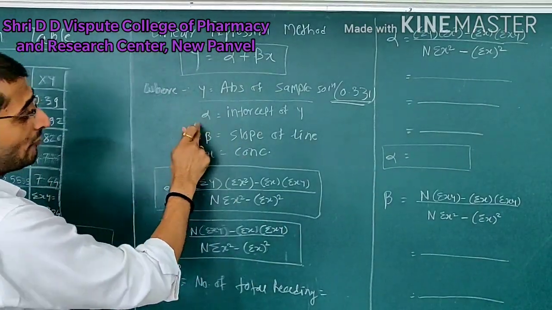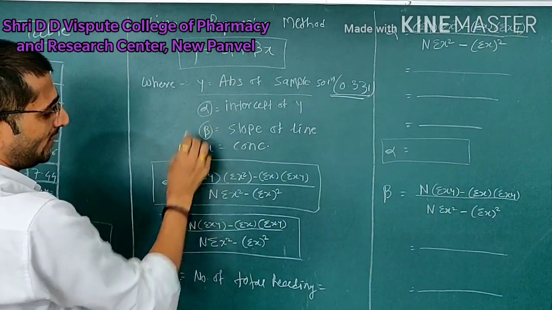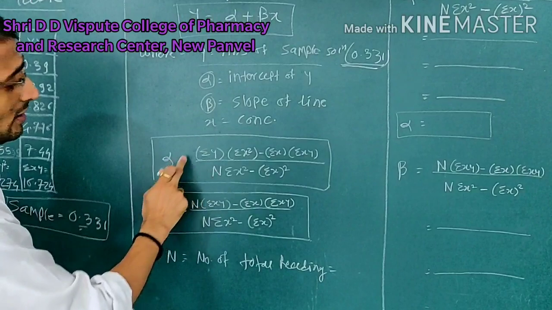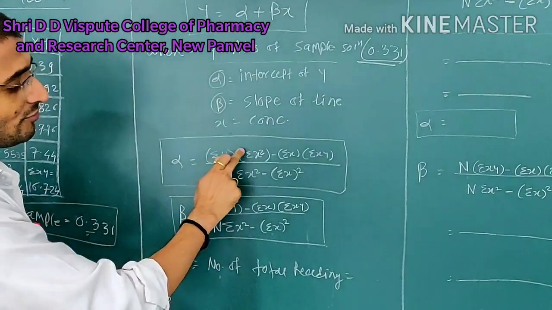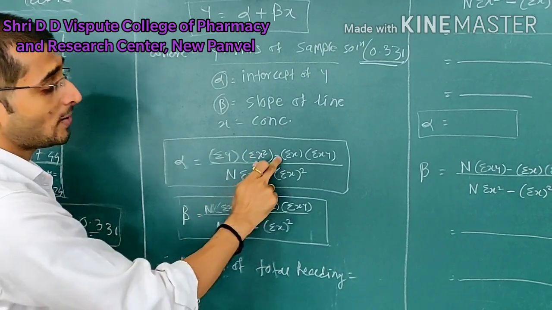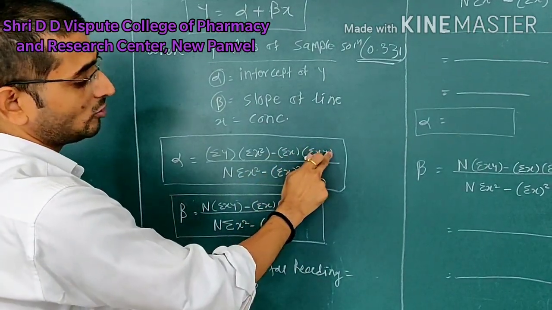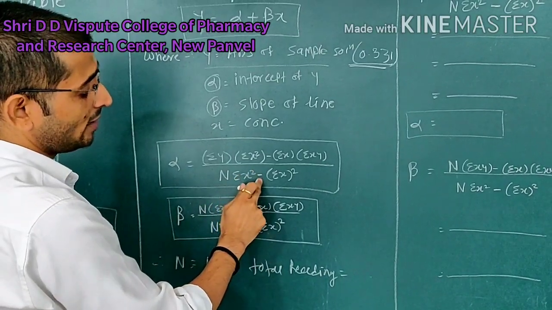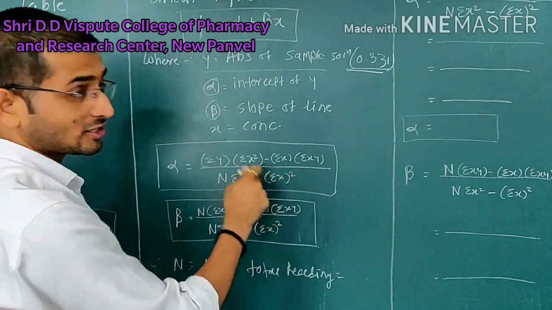So first we calculate the values of alpha and beta by using the equations. What is the equation for determination of alpha? Alpha is equal to summation of y into summation of x square, minus summation of x into summation of xy, upon n into summation of x square minus the square of summation of x.